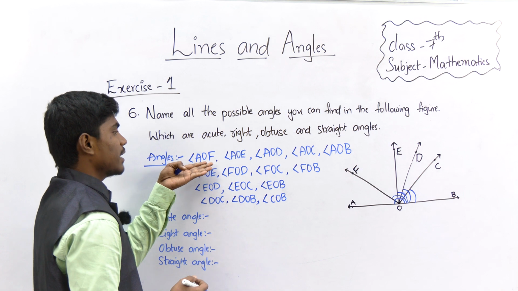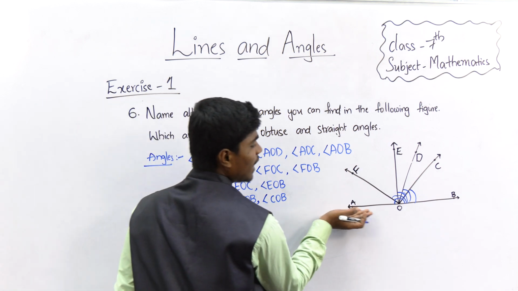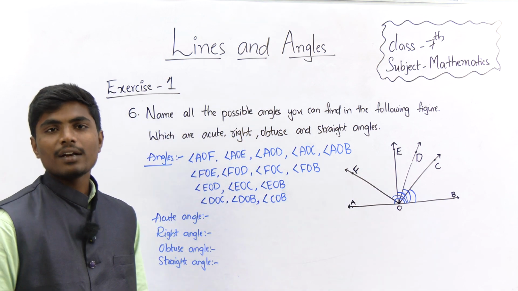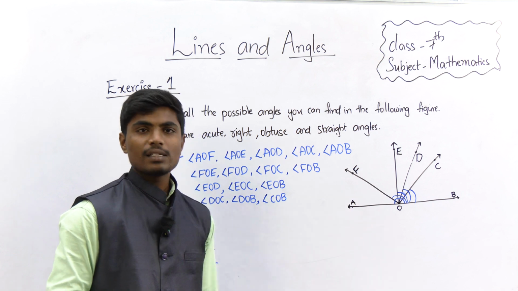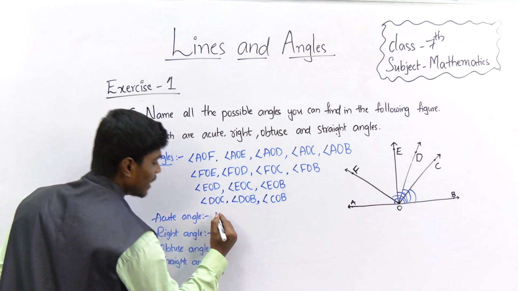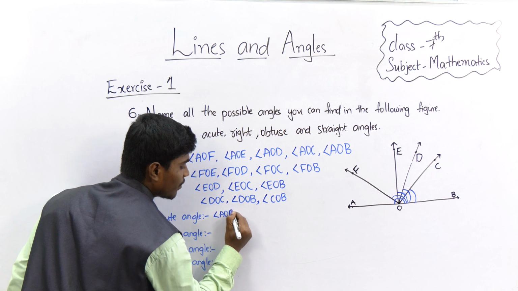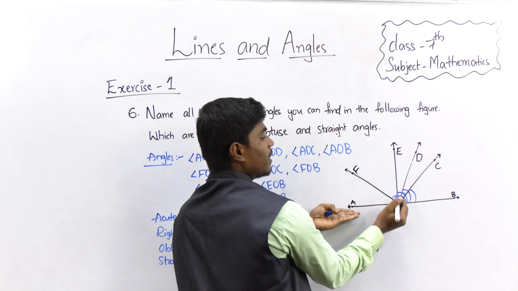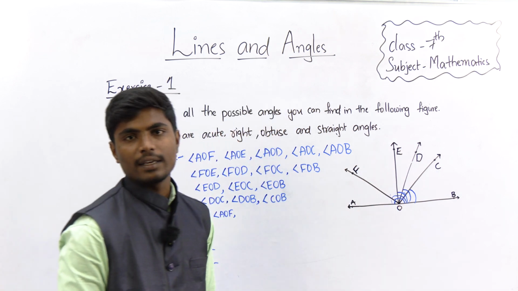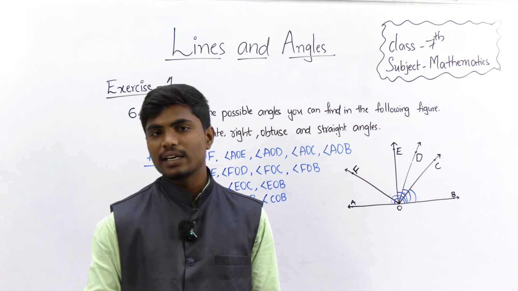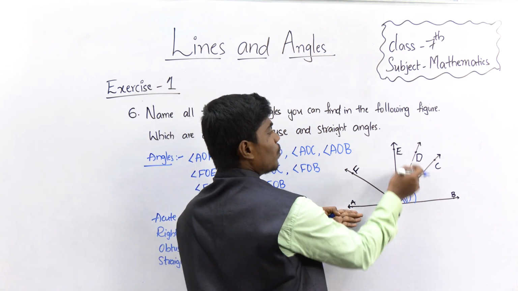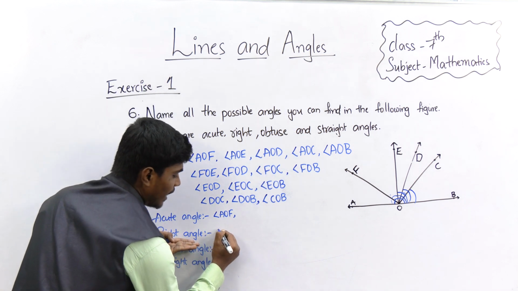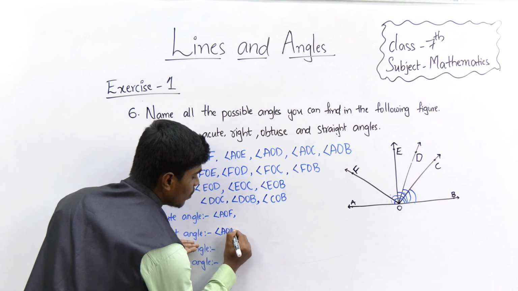So here first let's take angle AOF. Here angle AOF is less than 90 degrees. So this is an acute angle. So in acute angle, we write angle AOF. Next, angle AOE. Here the angle is a right angle, which means it is equal to 90 degrees. So angle AOE is the right angle. So in right angle we have to write angle AOE.